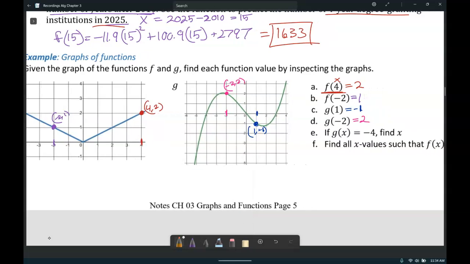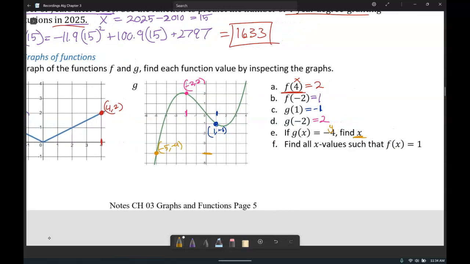Now we're going to find x such that g of x equals negative 4. So what x value outputs negative 4? This means we need to look for a y value of negative 4, which corresponds with this point over here, (-5, -4). So in order for g of x to equal negative 4, x must equal negative 5.